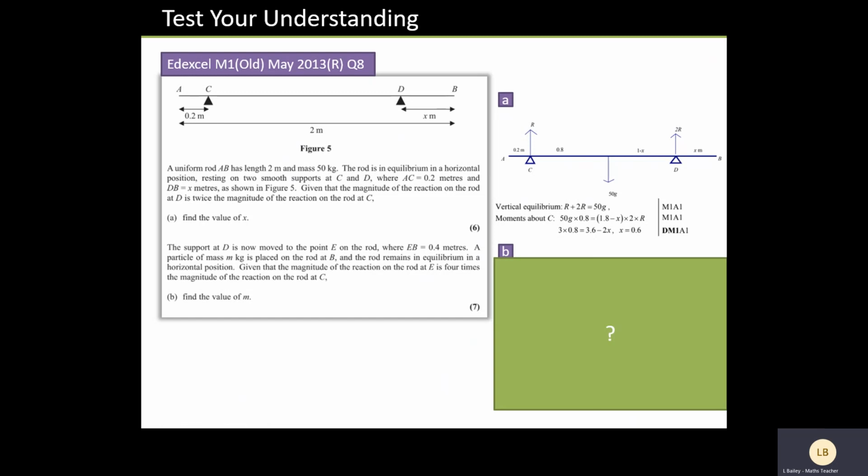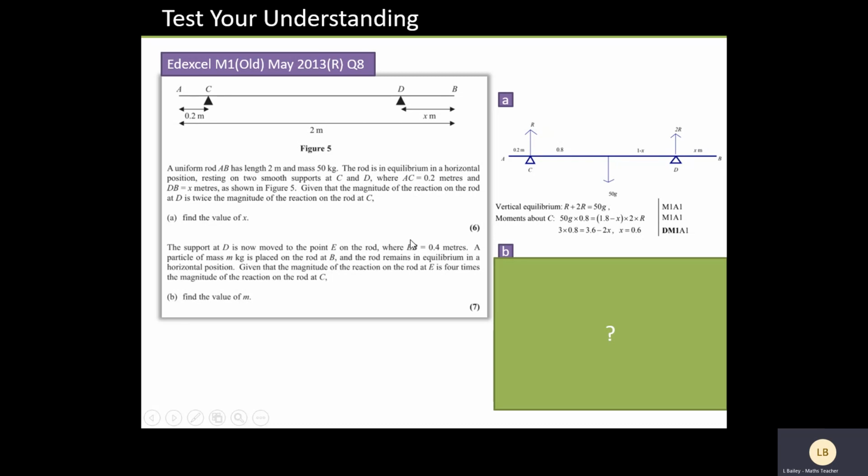I'm told the uniform rod's 2 meters and it's got a mass of 50 kilograms. So I've got my 50 kilograms acting in the center of the rod. So that's at a distance of 1 meter from each end. It defines x as the distance from D to B. So from the distance the pivot is from the end of the rod on this side.